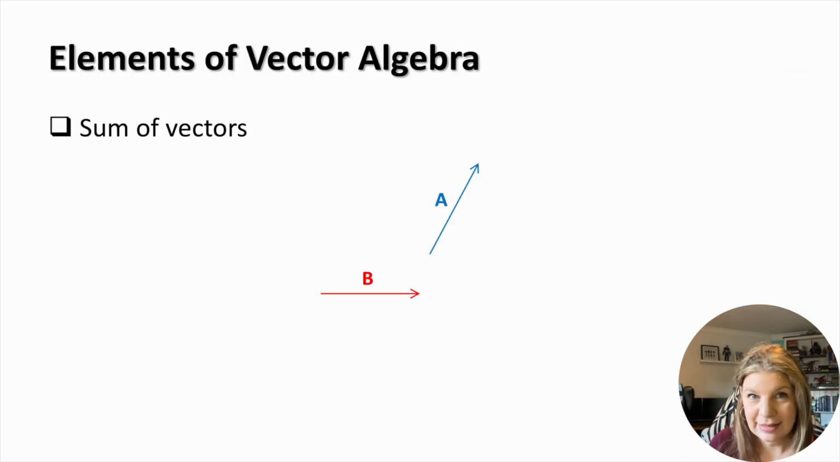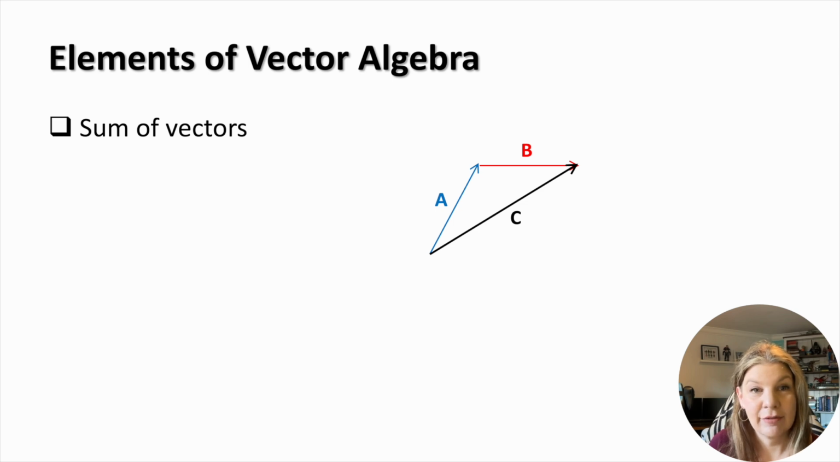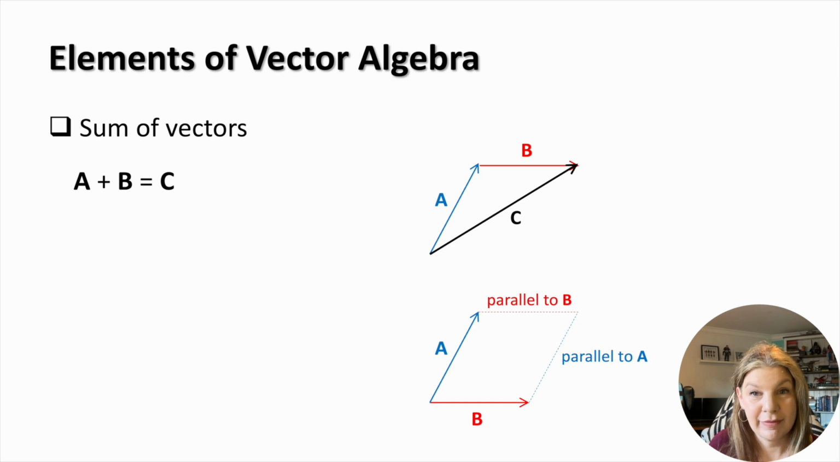Now, let's consider a few elements of vector algebra. Two vectors can be summed in the following ways. The first way is based on positioning the vectors heads to tails and connecting the tail of the first vector and the head of the second vector. The second way is based on positioning the vectors tail to tail and drawing a parallelogram. The longest diagonal in the parallelogram is the sum of the vectors.